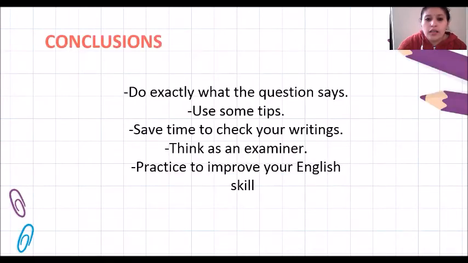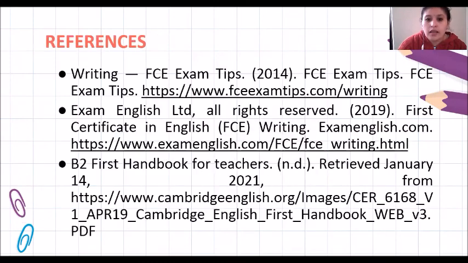Conclusions. Do exactly what the question says. We can use other information. Use some tips that I gave you before. Save time to check your writing. We have to be sure of what we wrote. Also think as an examiner. And finally, practice to improve your English skills to do a perfect writing in this test.